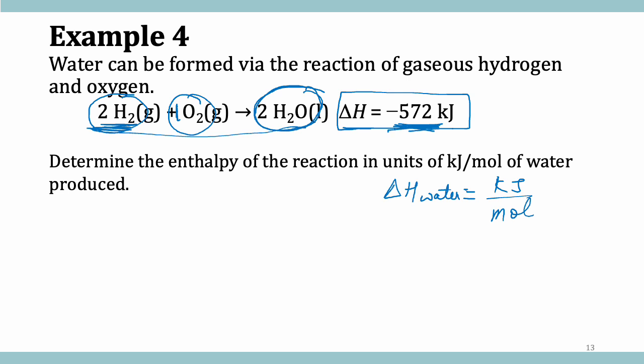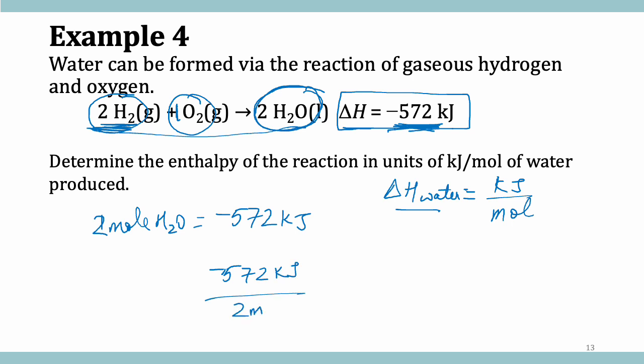The question is asking what is delta H per mole. So I would divide it by 2. My conversion factor is for every 2 moles of water, the amount of heat that is produced is negative 572 kilojoules. So if I want kilojoules per mole, that is going to be negative 572 kilojoules divided by 2 moles. That would give me my heat per mole. That is it. Okay, so we divide this by 2.